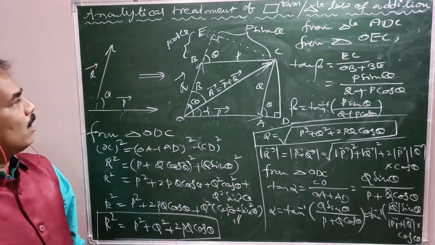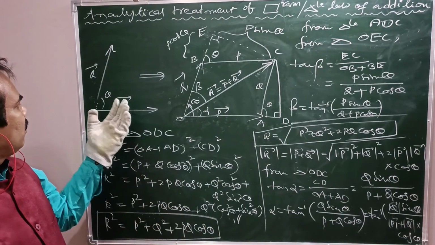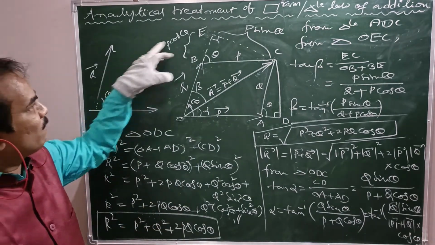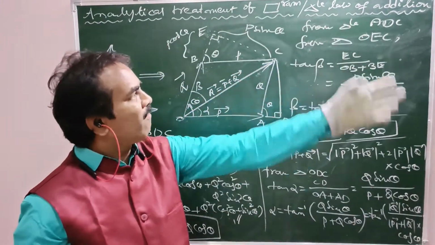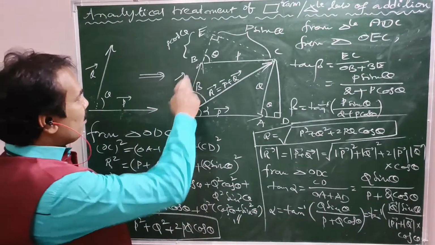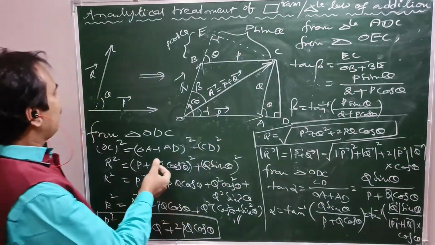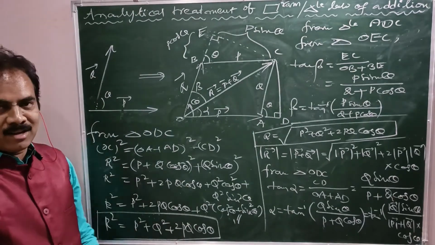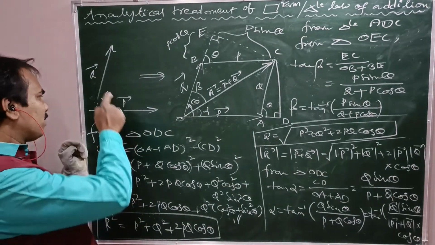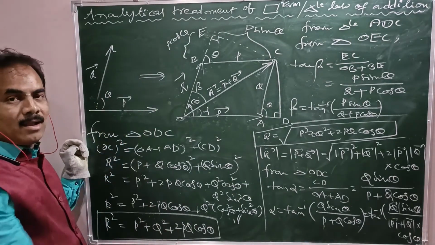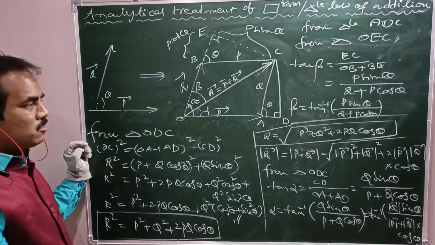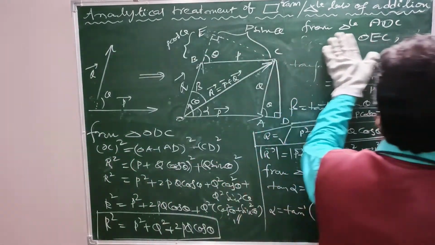Am I right? Now, how to express the same concept by using the triangle law of addition? Here we have drawn one parallelogram, making use of the given parent vectors. Now, making use of the same parent vectors, one can draw a triangle also, as shown. Triangle also.